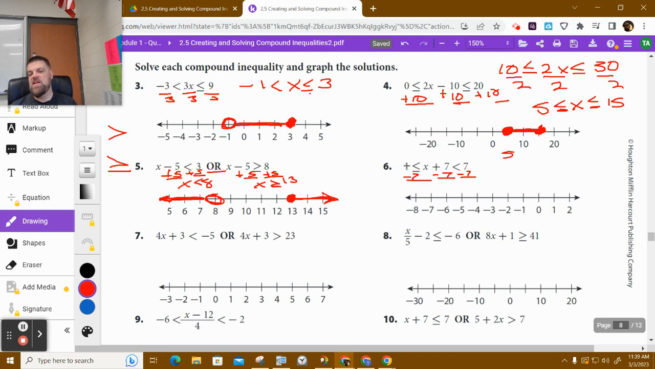All right, so what is 1 minus 7? Negative 6 is less than or equal to x is less than 0. Can I have 0 as a number? Yeah. What do I put at negative 6? Open or closed circle? Open or closed circle at negative 6.